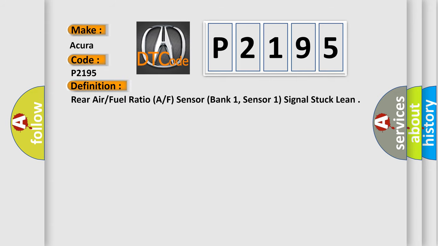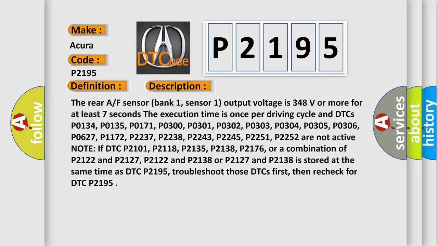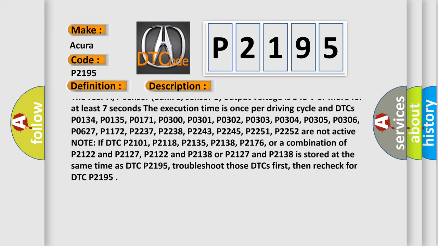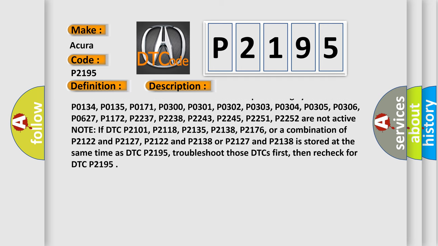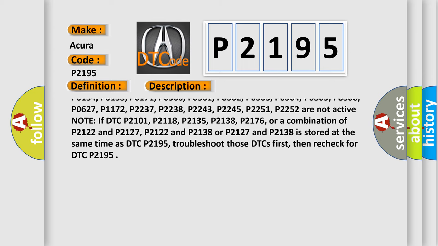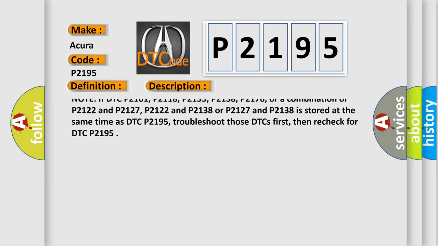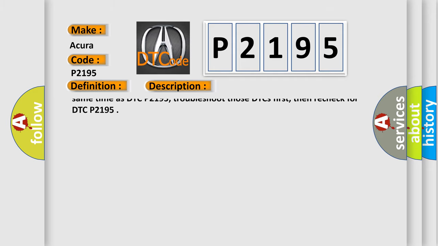The basic definition is rear air fuel ratio AF sensor bank 1, sensor 1, signal stuck lean. And now this is a short description of this DTC code. The rear AF sensor bank 1, sensor 1 output voltage is 3.48 volts or more for at least 7 seconds. The execution time is once per driving cycle, and DTCs P0134, P0135, P0171, P0300, P0301, P0302, P0303, P0304, P0305, P0306, P0627, P1172, P2237, P2238, P2243, P2245, P2251, P2252 are not active.